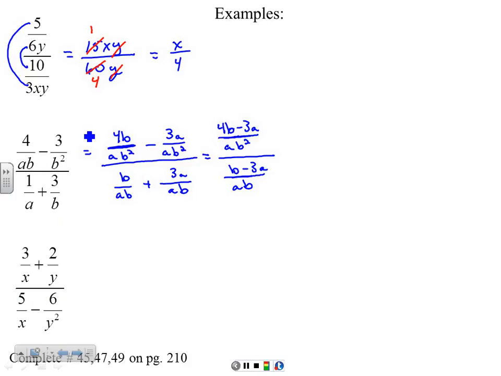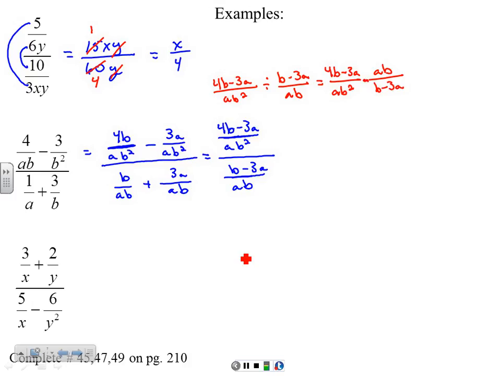So now I have one fraction over another fraction. So I'm ready to do skin over guts. And like I said, if you don't like skin over guts, then you can change this to a division problem, and I'll show you what that looks like. If you change it to a division problem, it's going to be 4b minus 3a over ab squared divided by b minus 3a over ab. And then of course you know that you would keep, change, flip. So keep the first one as is, change division to multiplication, and flip that second fraction.